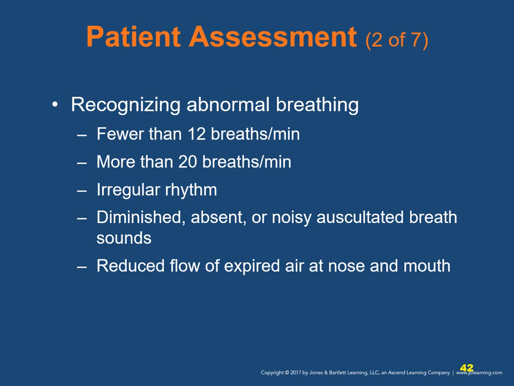Recognizing abnormal breathing. An awake, alert adult who's talking to you usually has no immediate airway or breathing problems. Always have supplemental oxygen and a bag valve mask or BVM or a pocket mask close at hand to assist with breathing if this becomes necessary. Signs of abnormal breathing are fewer than 12 breaths per minute, more than 20 breaths per minute in the presence of shortness of breath, which is dyspnea, irregular rhythm, diminished, absent, or noisy, auscultated breath sounds, and reduced flow of expired air at the nose and mouth.